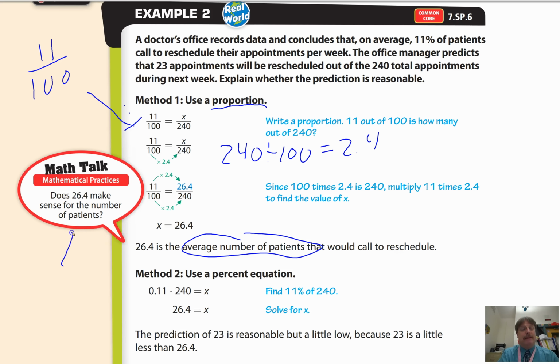Question over here in the math talk says, does it make sense though to have 26.4 customers? So what are you going to do with that?